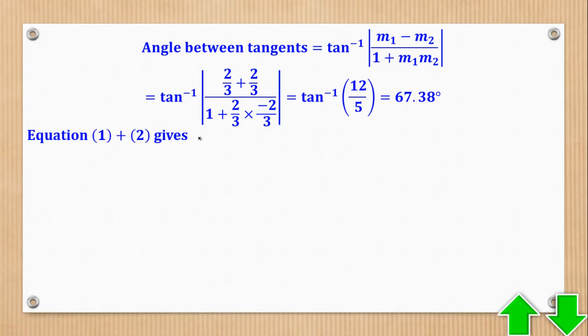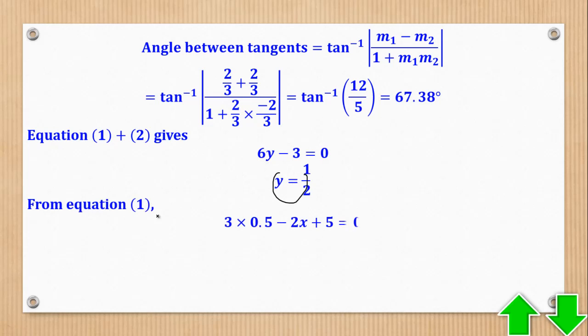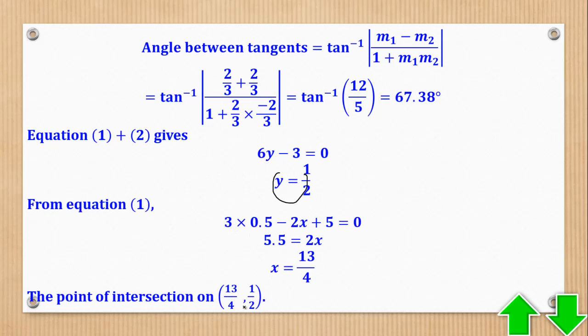So equation 1 plus equation 2, we shall get this, where the value of y is that. Then from equation 1, I can get the value of x, which should be that. Therefore, the point of intersection is this.